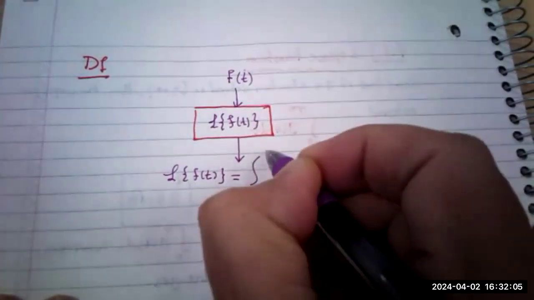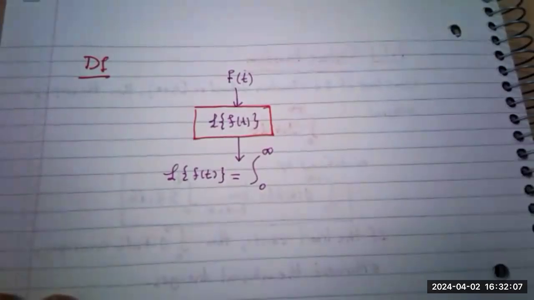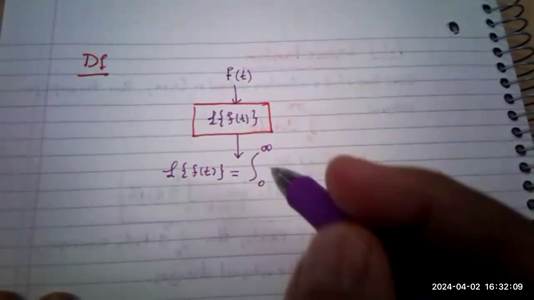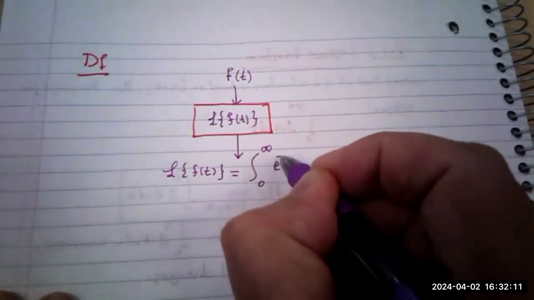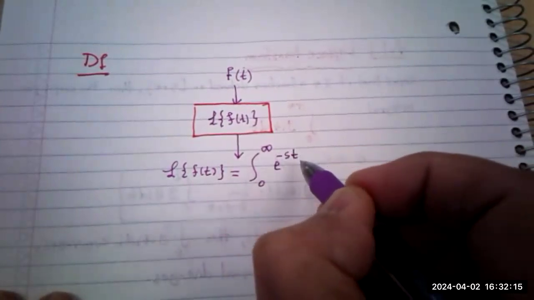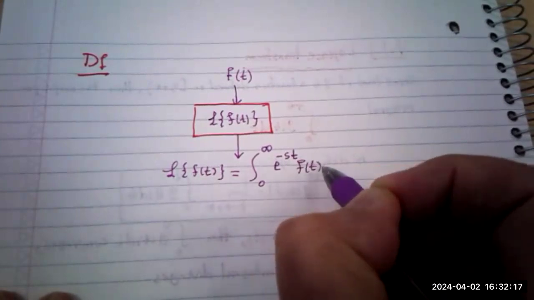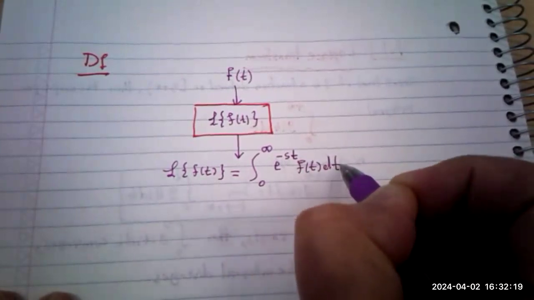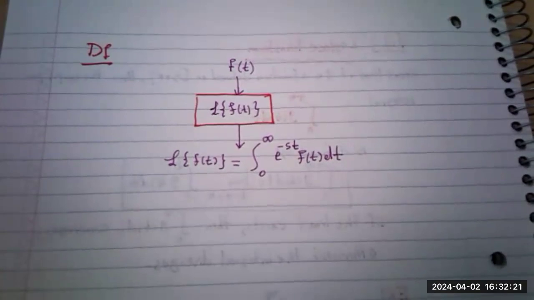Integral from 0 to infinity. When I write infinity, I mean positive infinity. 0 to infinity, e to the negative st, where s is lowercase, f of t dt. This is going to be the definition of a Laplace transform. L of f of t is the integral from 0 to infinity of e to the negative st f of t dt.